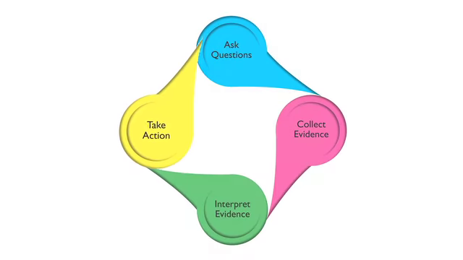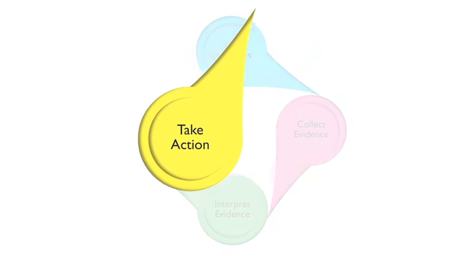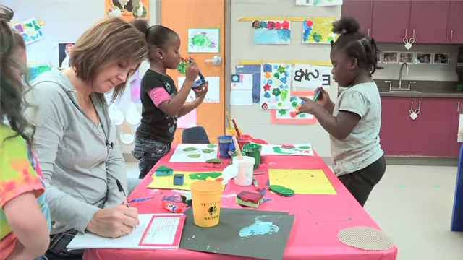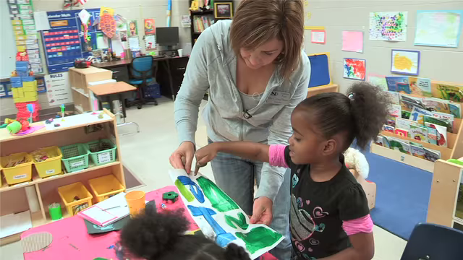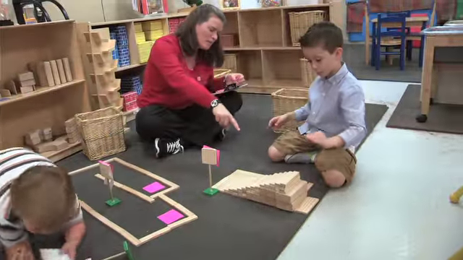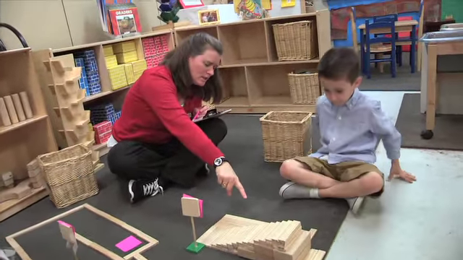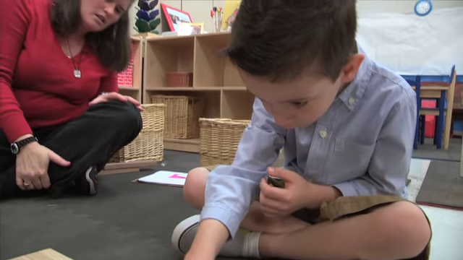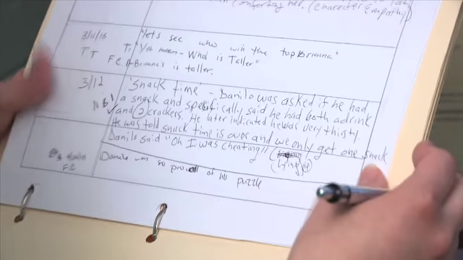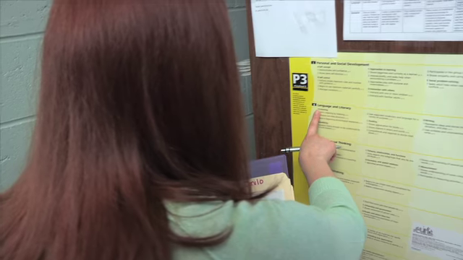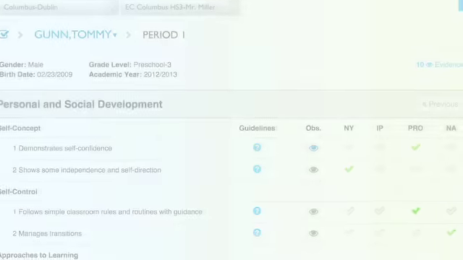In step 4, teachers take action. They use interpreted evidence to guide decisions about instruction. This step happens as teachers interact with students and make decisions on the spot. It also takes place as teachers review the evidence they have collected about a child and make preliminary ratings on the checklist.